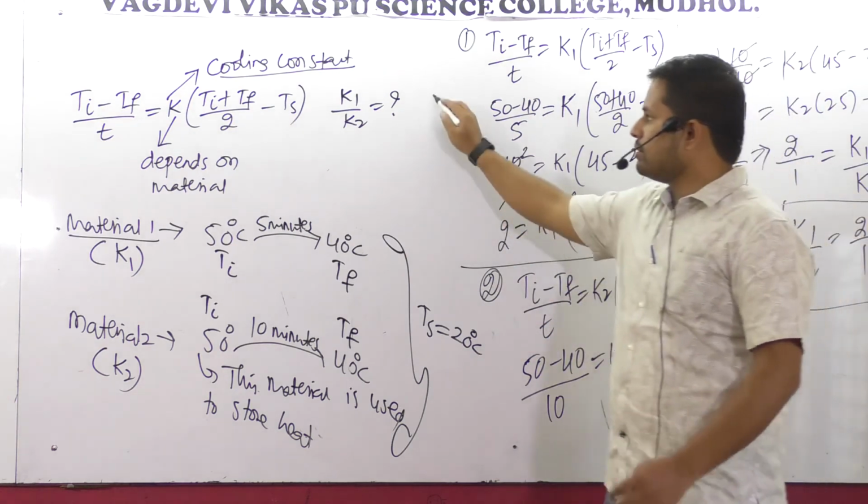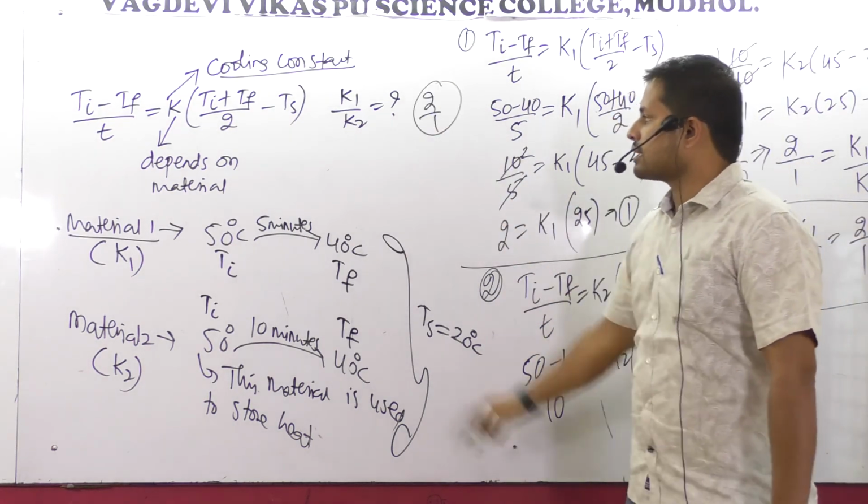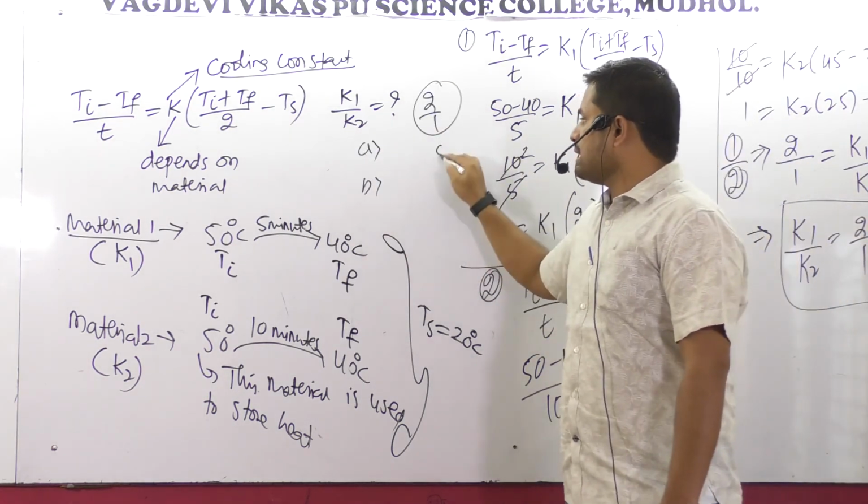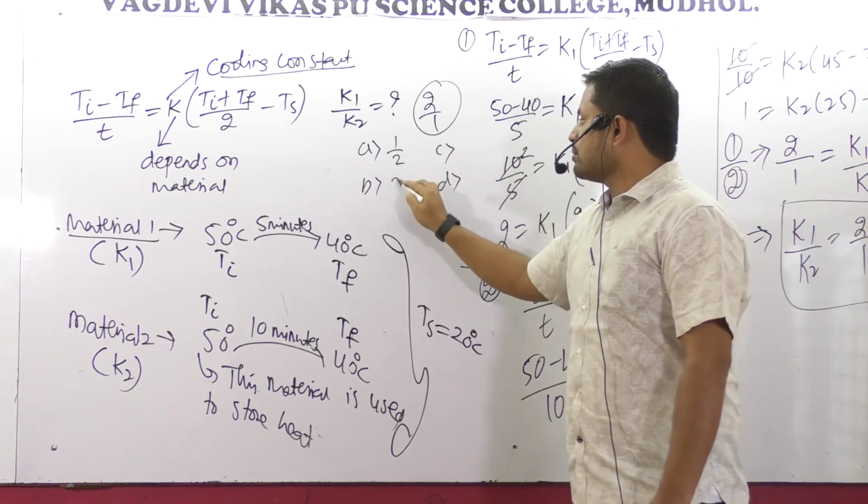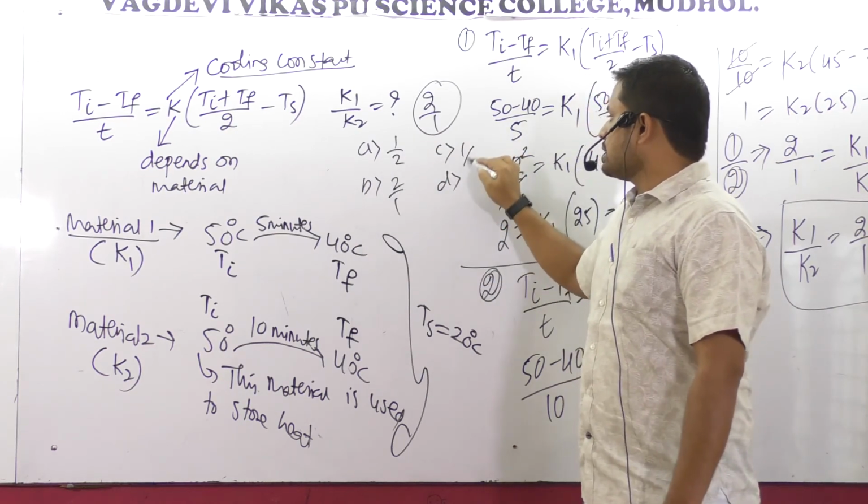K1 by K2 is what they have asked, so 2 divided by 1 will be the answer. Okay, options will be given to you: A, B, C, D. How will they be given? 1 is to 2, 2 is to 1, 1 is to 3, 3 is to 1.